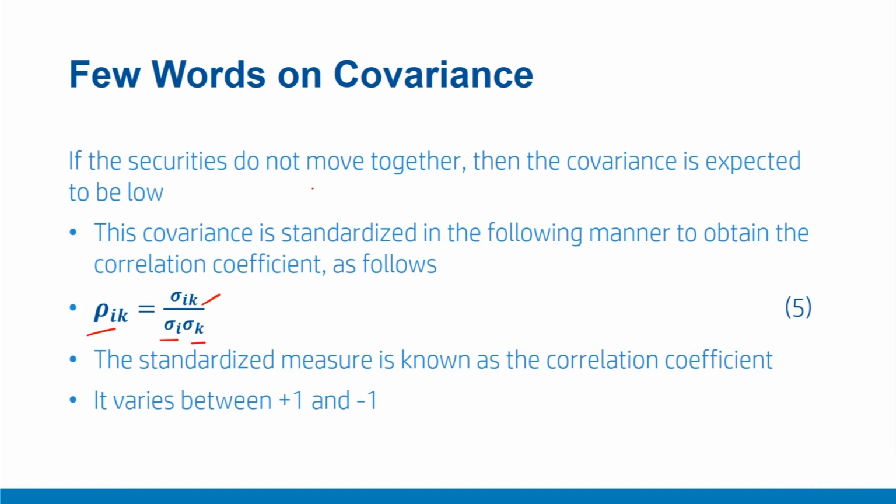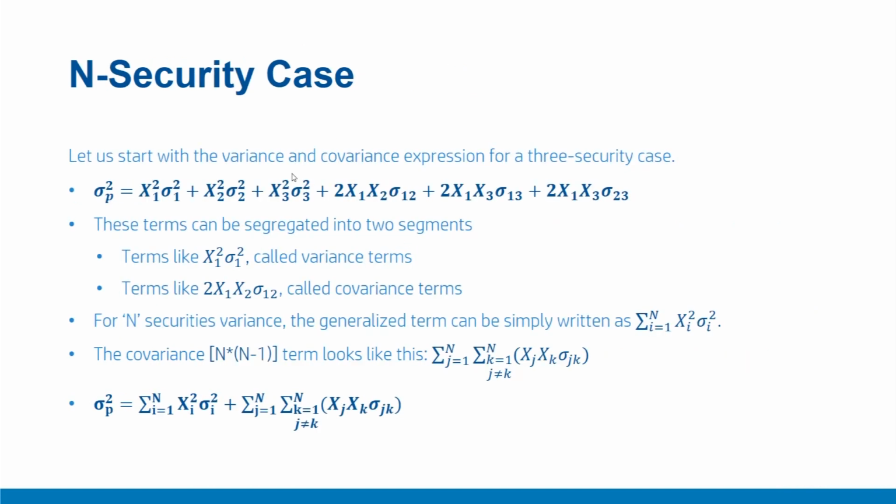To summarize, in this video we discussed the expected return, risk and covariance of securities in a portfolio. We also discussed that covariance can be standardized to obtain a more clean measure of correlation between securities in a portfolio, and this measure ranges from +1 to -1.